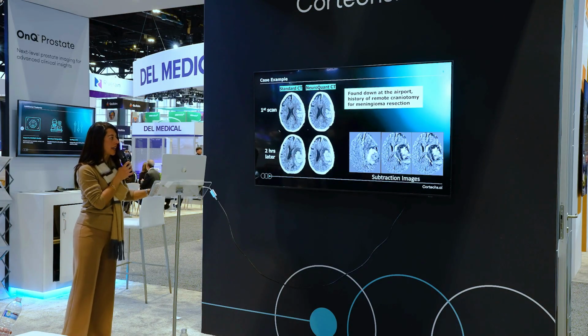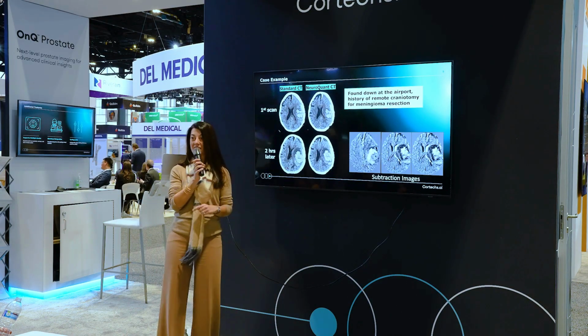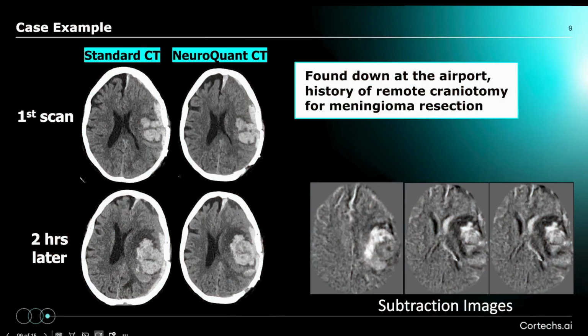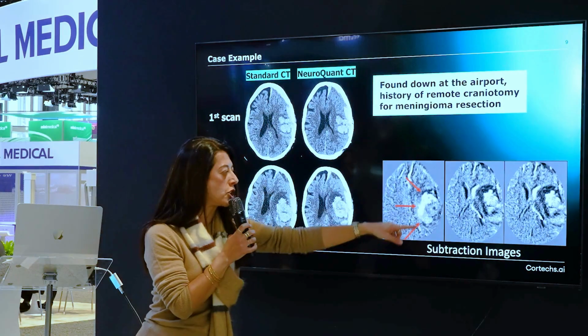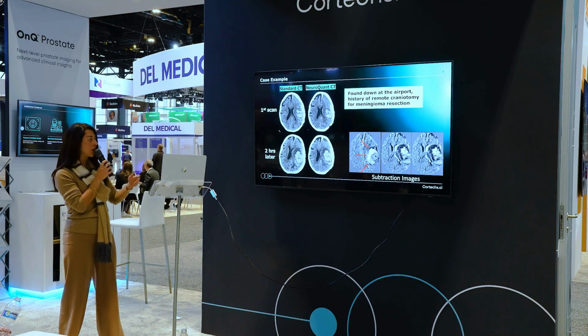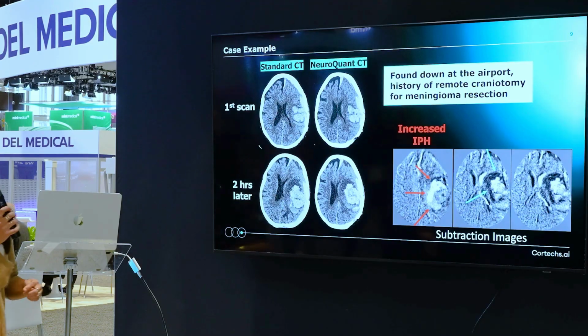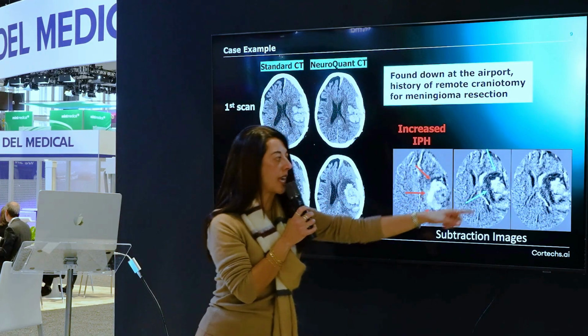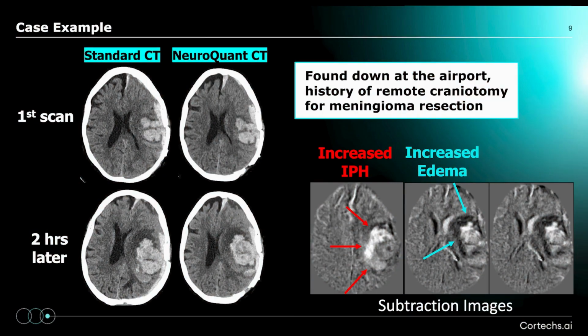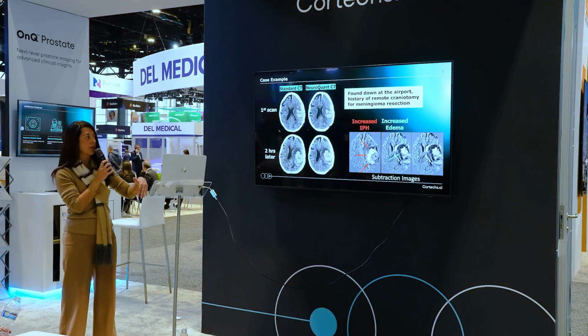And I can also look at the subtraction images, which we love, because looking at the subtraction images tells me right away what's happening with this hemorrhage. So when I see an area of increased density, attenuation, I know that's the increased hemorrhage. So I can tell exactly where that hemorrhage has increased. I can also look for areas of decreased attenuation, which in this case indicate areas of increased edema. On a side note, we've found it helpful for looking for areas of stroke, because with stroke, you also get the decreased attenuation.